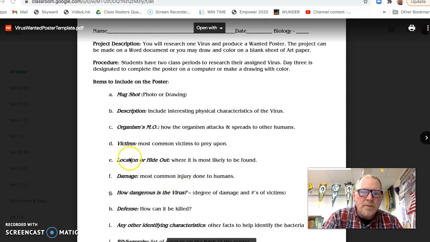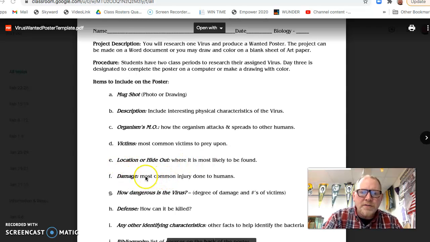Okay. The location, where is it most likely to be found? So where can you locate it? If it's the Ebola virus, it's in Central Africa. Where did the coronavirus come from? It came from Wuhan, China.